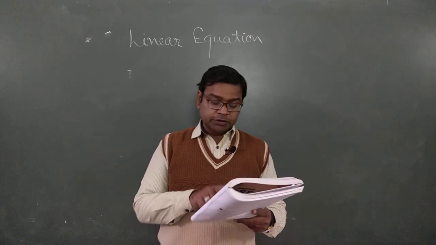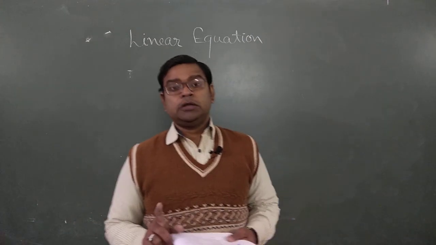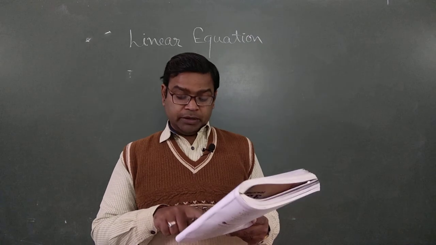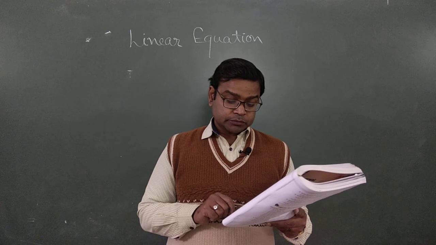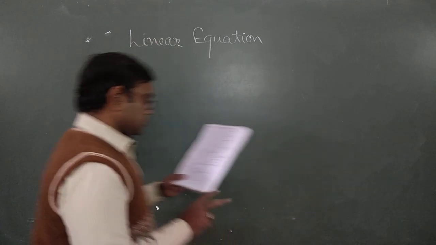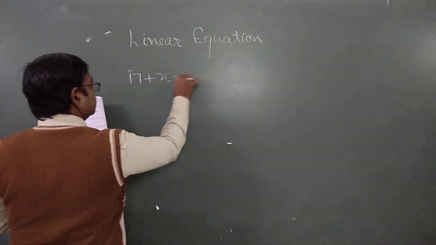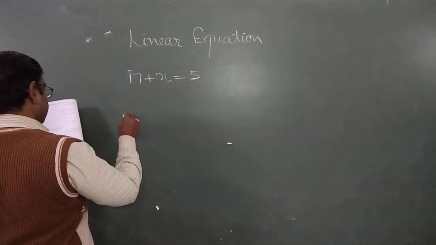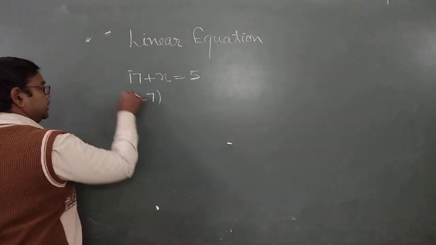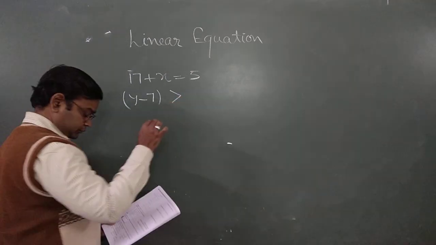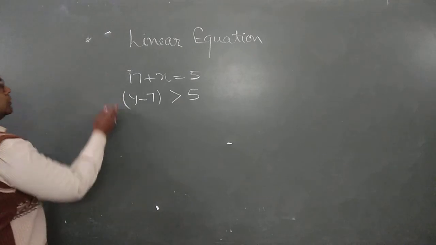The question says: state which of the following are equations with a variable, not with a monomial variable, with a variable. In the case of any equation with a variable, identify the variable. So here I am going to discuss two equations. First is this one, 17 plus x equals 5, and then we have y minus 7 greater than 5.